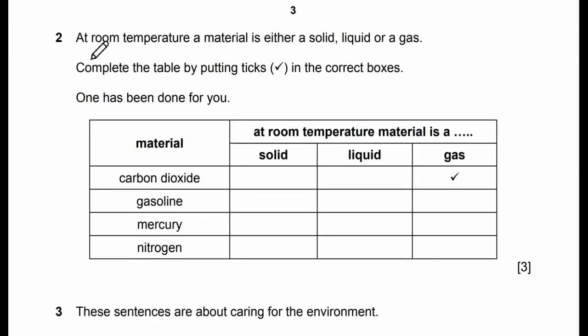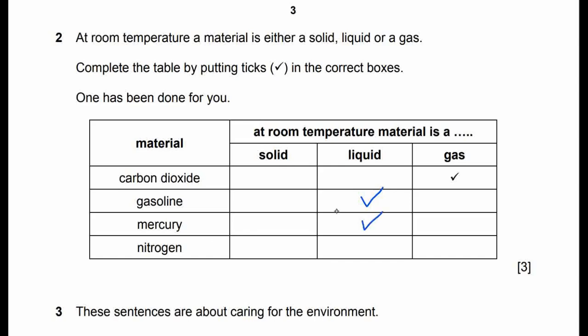Number 2, at room temperature, a material is either solid, liquid, or gas. Complete the table by putting ticks in the correct boxes. Carbon dioxide is gas, as we know, at room temperature. Gasoline is the thing that we use to make the car move. So we fill petrol, gasoline, so it's liquid. Mercury is liquid at room temperature.